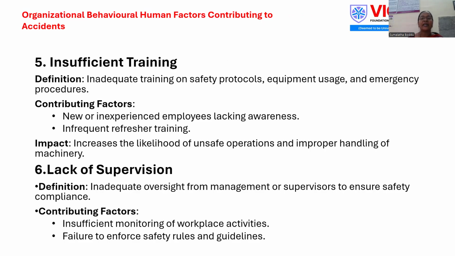Next, sixth factor is lack of supervision. Coming to the definition, lack of supervision means inadequate monitoring of workplace activities by supervisors or management. What are the causes? Insufficient number of supervisors, poor monitoring systems, and weak enforcement of safety rules. Coming to the explanation, supervisors play a major role in ensuring employees follow safety procedures. Without proper supervision, workers may ignore safety measures. For example, employees may operate machinery unsafely when supervisors are absent.